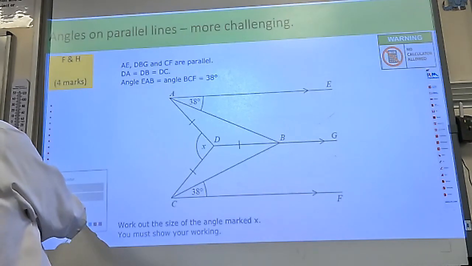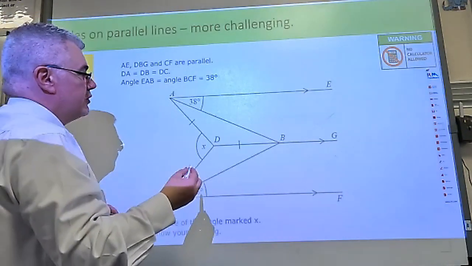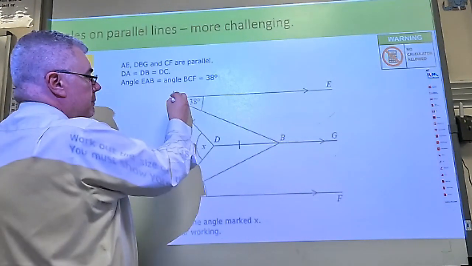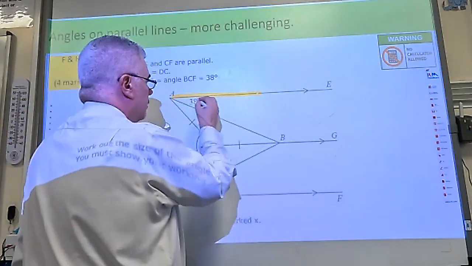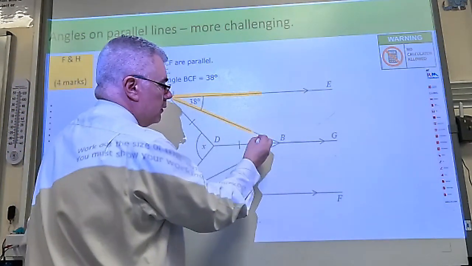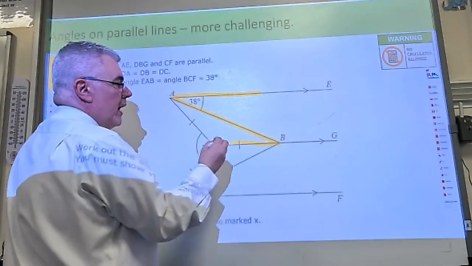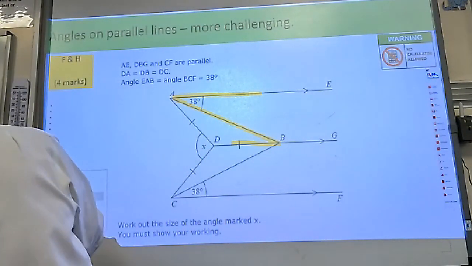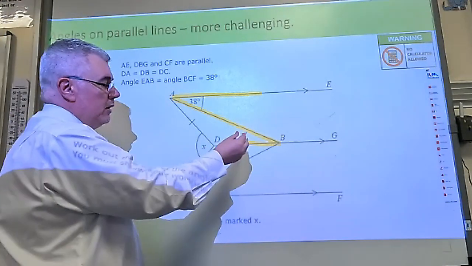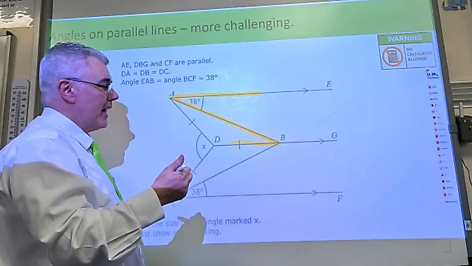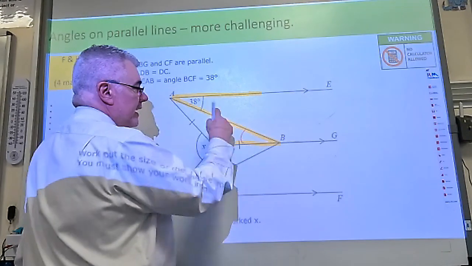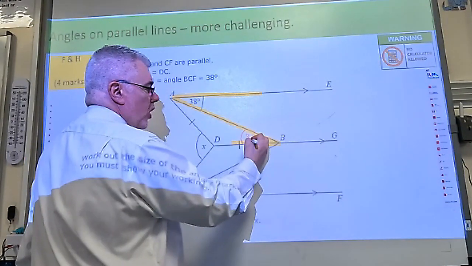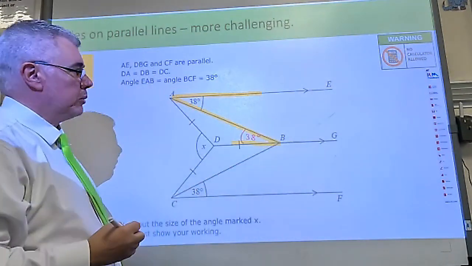But I've just spotted we've got a Z shape. And if you remember yesterday's video, we're looking for Zs. Zs are called alternate angles. So this angle is equal to this one. The ones in the arms of the Z are equal.